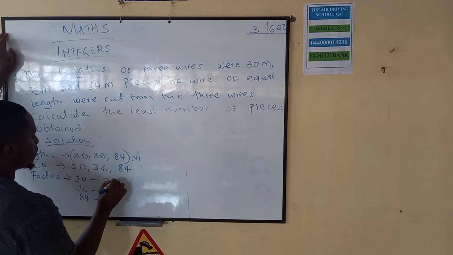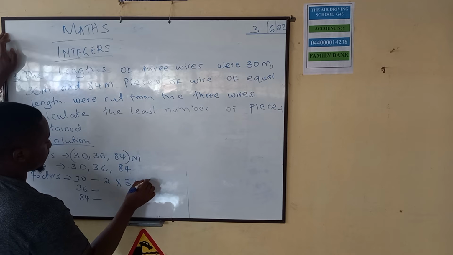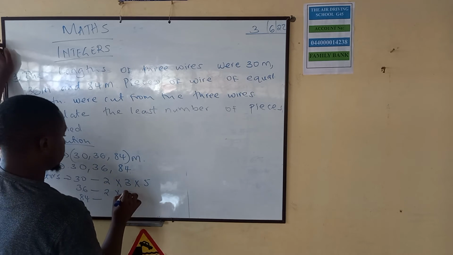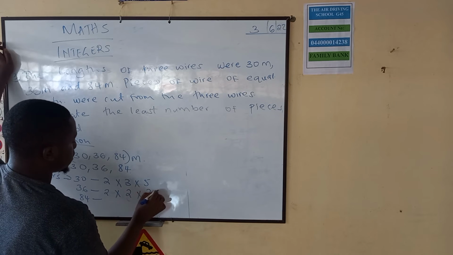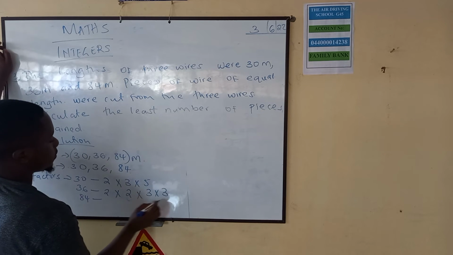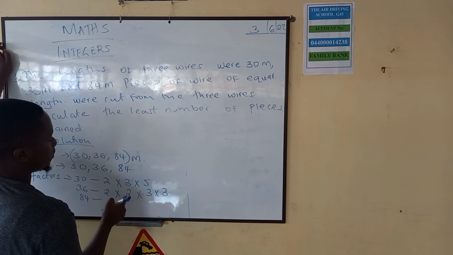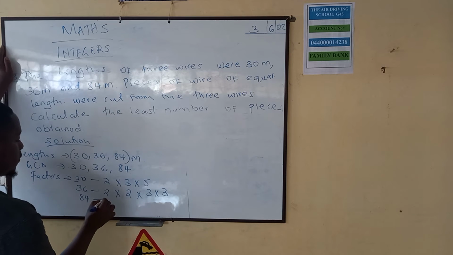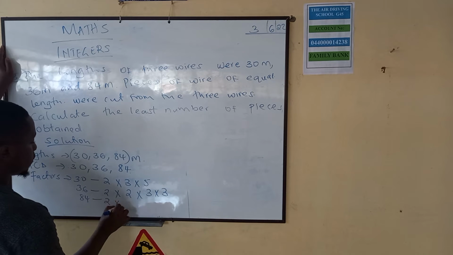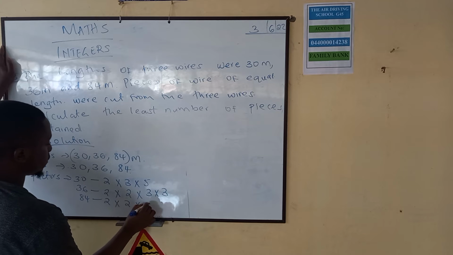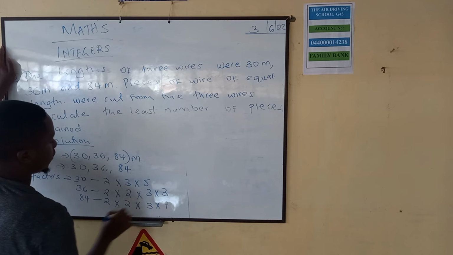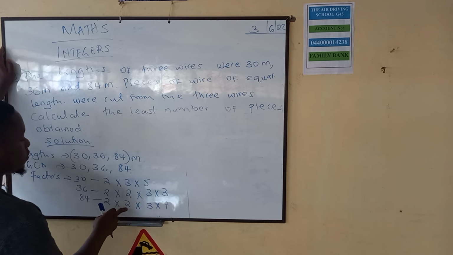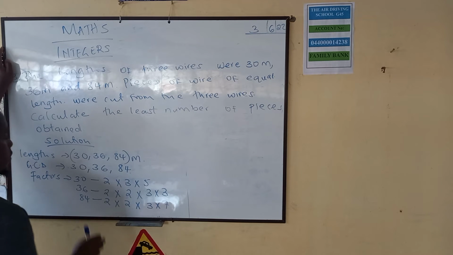For 30, we have 2 times 3 times 5. For 36, we have 2 times 2 times 3 times 3. Let's confirm this. 3 times 3, 9, 9 times 2, 18, 18 times 2, 36. Okay, let's move on to the next one. We have 2 times 2 times 3 times 7. Let's confirm this. 7 times 3, 21, 21 times 2, 42, 42 times 2, 84.